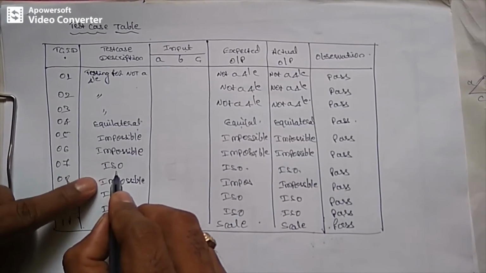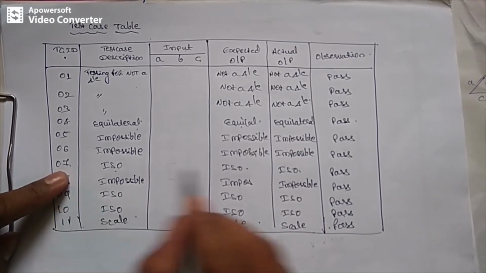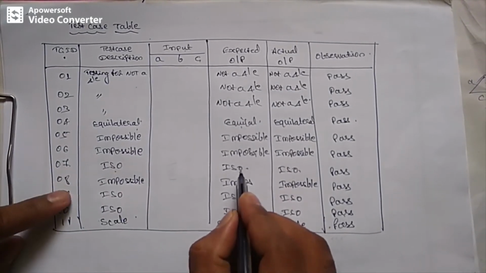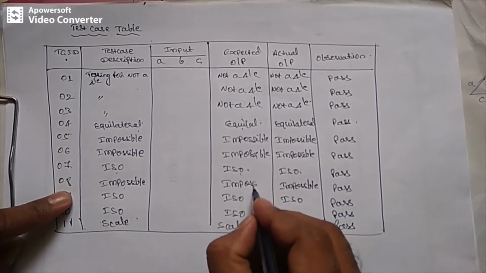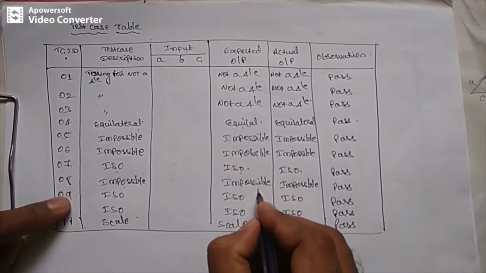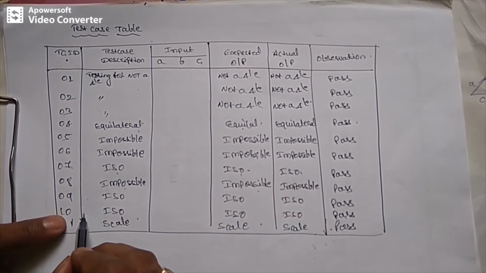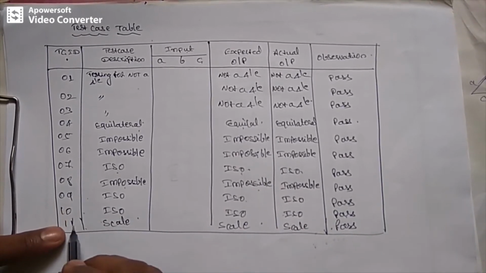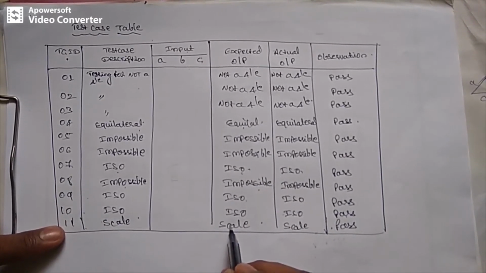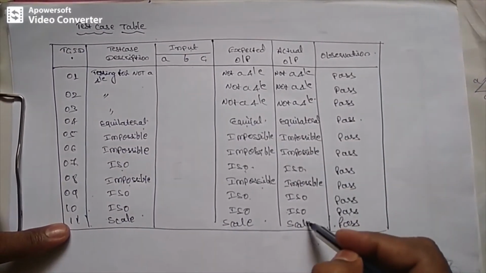Here I am getting isosceles in test case 7. Here also my expected output result will be isosceles. Here it is impossible, here also it is impossible, is my output result. Test cases 9 and 10 will be isosceles, and the 11th test case will be a scalene test case. Similarly, the actual output result will be the same.